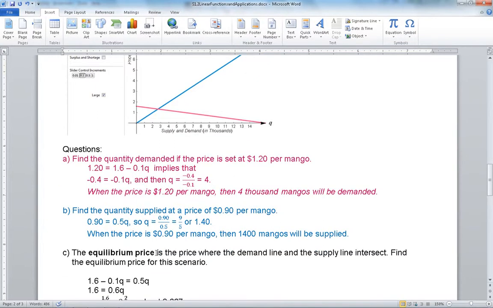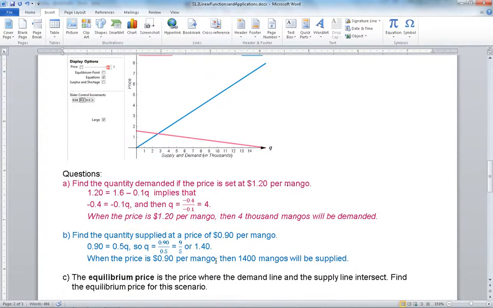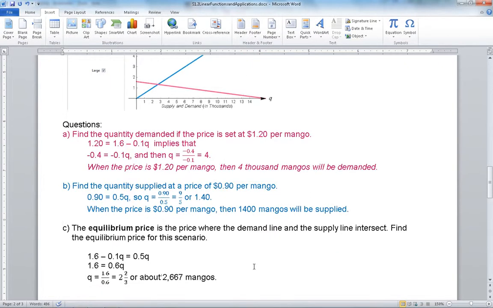Finally, the equilibrium price is where the demand line and the supply line intersect. So it's going to be this point right where the pink and the blue line intersect each other. Now we can find that by setting the two equations equal to each other. So 1.6 minus 0.1 Q equals 1/2 of Q at what value for Q?